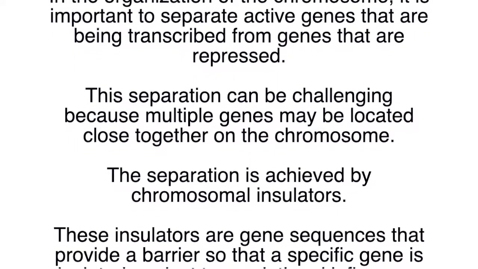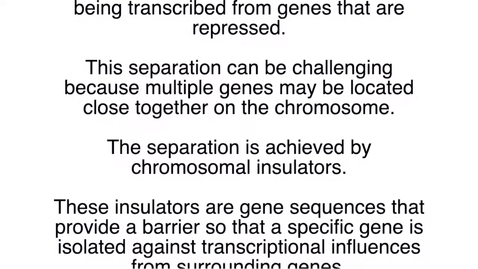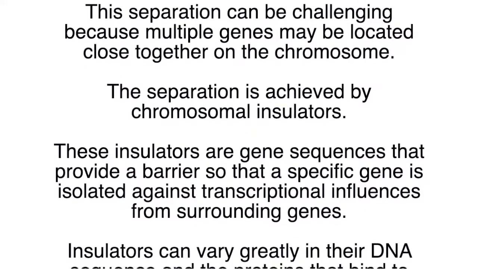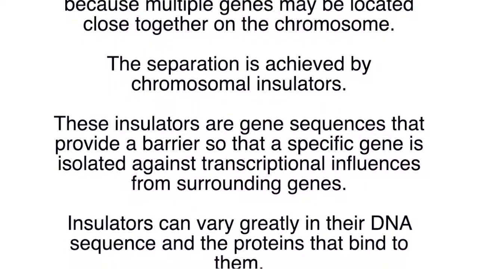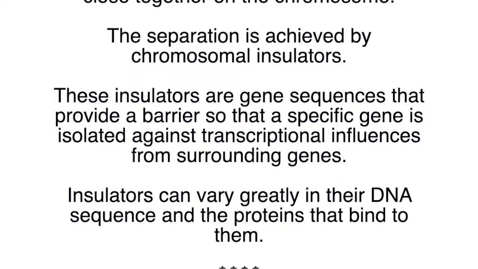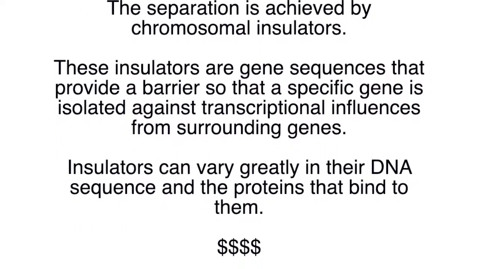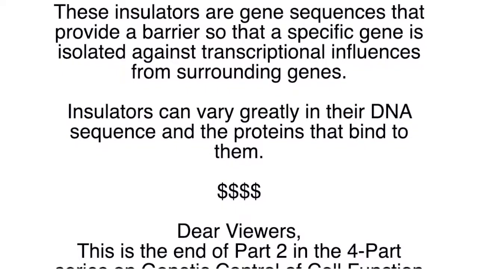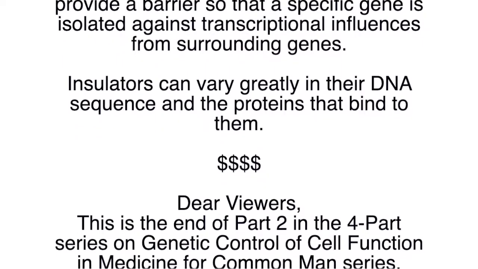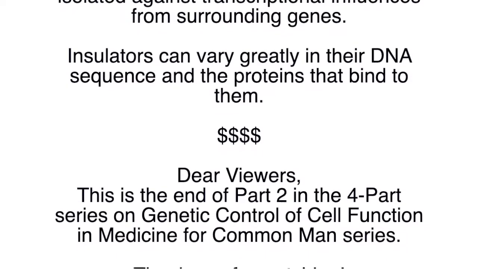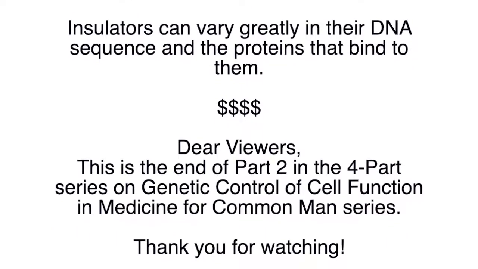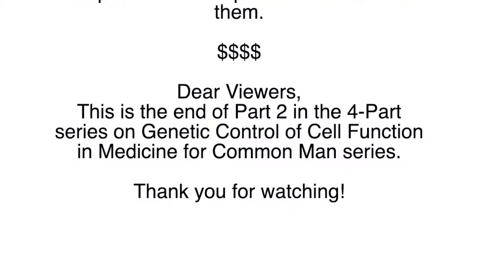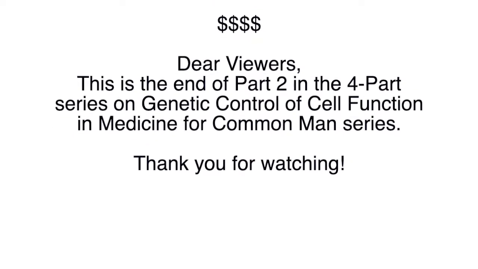In the organization of the chromosome, it is important to separate active genes that are being transcribed from genes that are repressed. This separation can be challenging because multiple genes may be located close together on the chromosome. The separation is achieved by chromosomal insulators. These insulators are gene sequences that provide a barrier so that a specific gene is isolated against transcriptional influences from surrounding genes. Insulators can vary greatly in their DNA sequences and the proteins that bind to them.